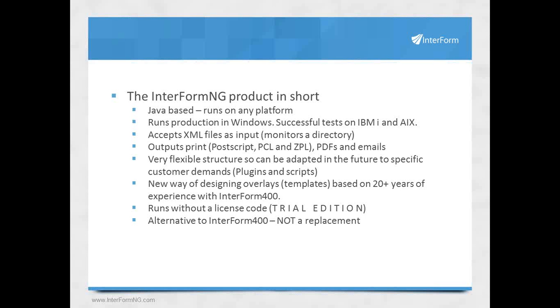Another difference when you compare InterFormNG with InterForm 400 is that this product is actually able to run without a license code. So you can just download and install, and what you will get if you're running without a license code is this trial edition text in the upper left corner. No matter if you're creating PDF files or creating a printed output, you will have this extra text, noticing that you don't really have a license yet.